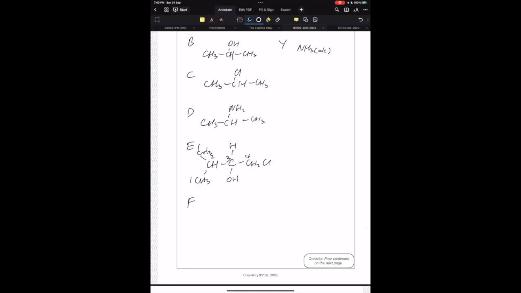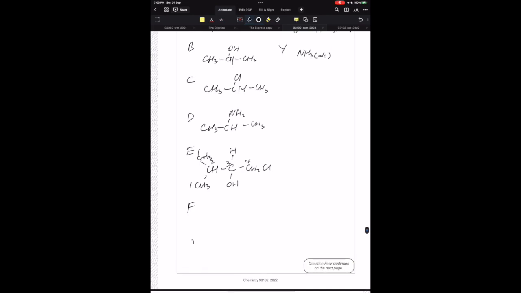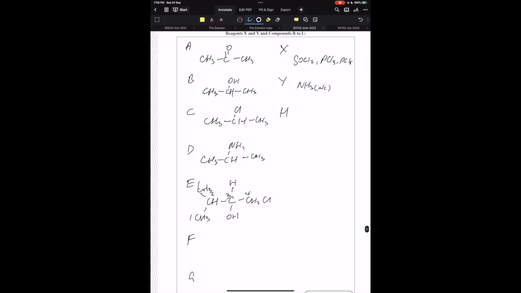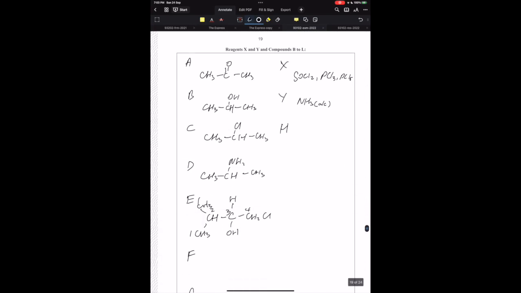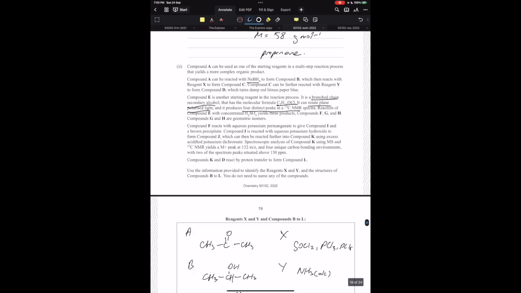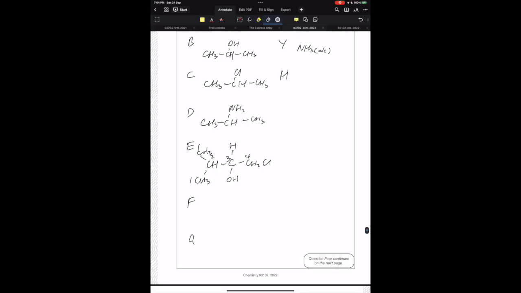Now we can move on to compound F and G and H, because they were all produced in one step. So G, and then let's put H up here. So compound E was reacted with concentrated H2SO4 to yield 3 products, F, G, and H. And when you react an alcohol with H2SO4, it's basically just an elimination reaction. So we have eliminated this OH group and a hydrogen from either of these 2 carbons. So what happens if we eliminate it, let's say, from the left carbon?